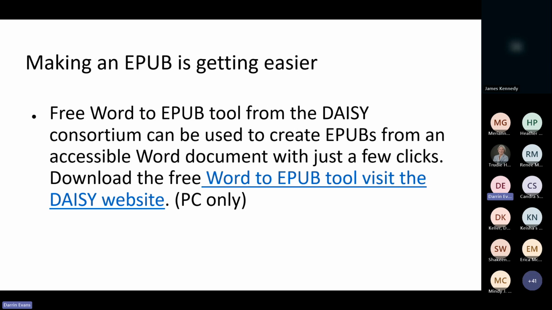In the old days you did have to know something about web development or HTML to create an EPUB. Now you don't. The Word to EPUB tool that you saw in the math demo is free from the DAISY Consortium. It puts a button on your Word ribbon, and it allows you to create EPUBs out of Word documents.